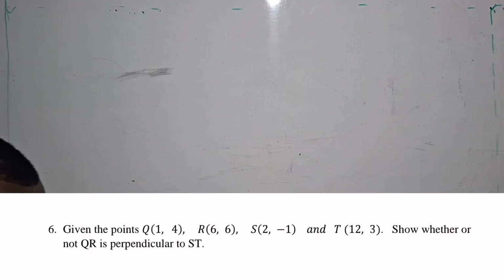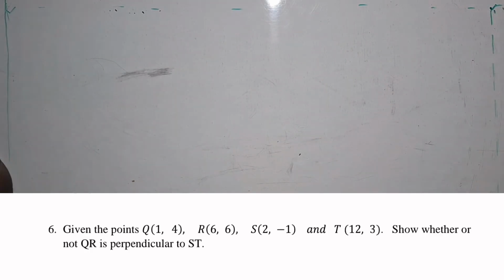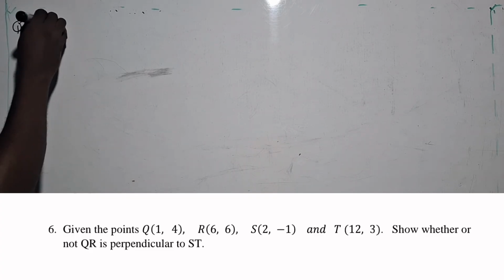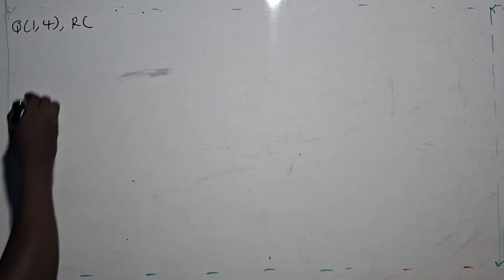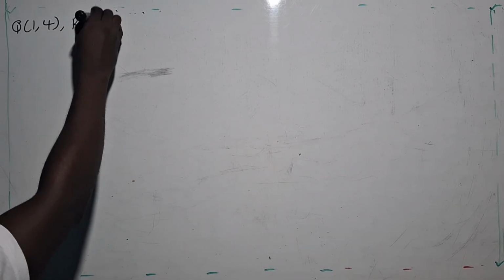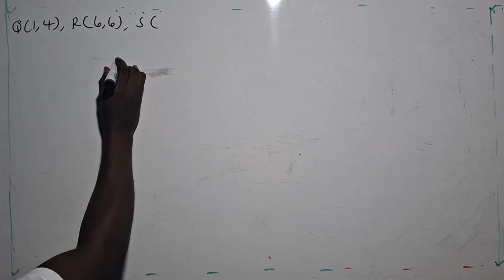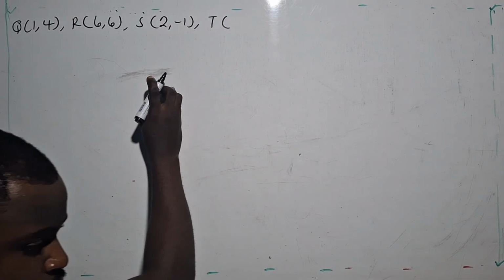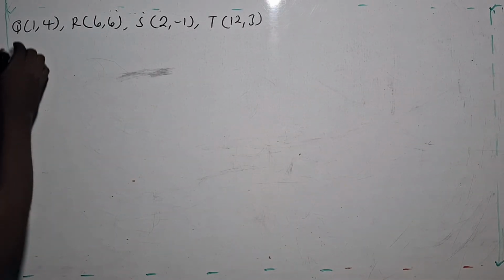So let's take the next question. Given the points Q(1, 4), R(6, 6), S(2, -1), and T(12, 3), show whether or not QR is perpendicular to ST. So we have point Q(1, 4), excuse me, R(6, 6), then S(2, -1), then we have T(12, 3). So we are going to find the gradient of QR.